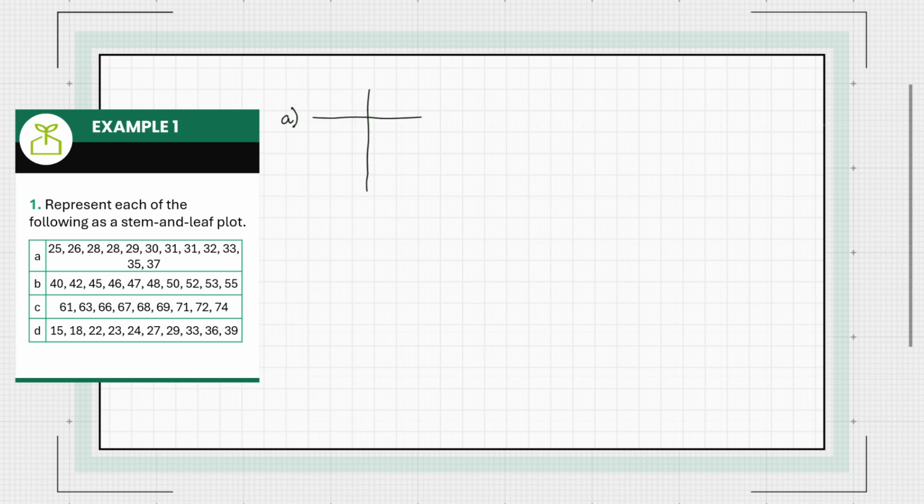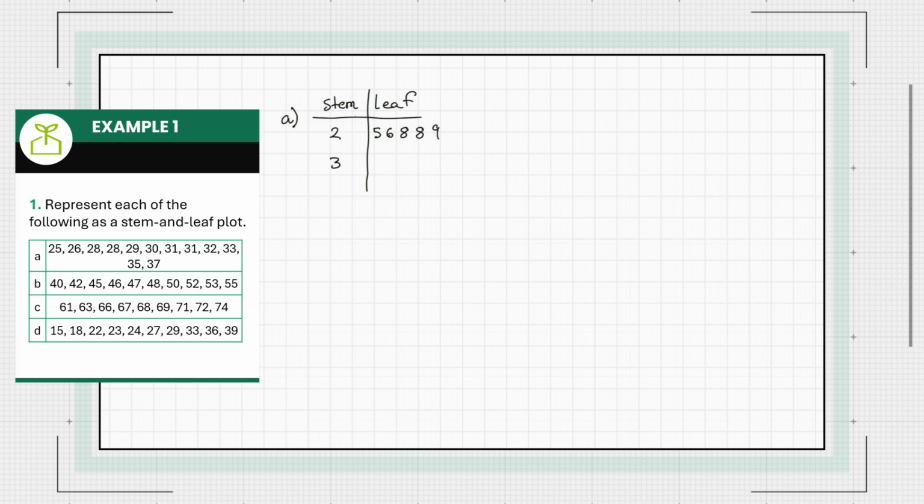If you look closely at all the data values for A, they're only in their 20s and their 30s. So we can only put down a 2 and a 3 and that will cover all of our values. Alright, so now we have 25, 26. Again, what you need to realize is these are all separate data values, so you don't need to put in those commas, you just keep going. 28, 28, 29, and then we're done with the 20s.